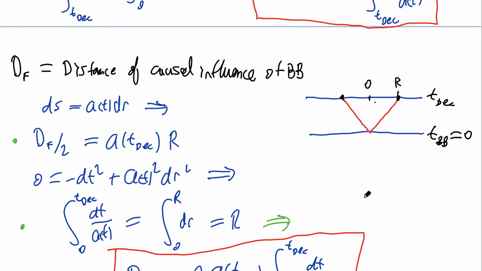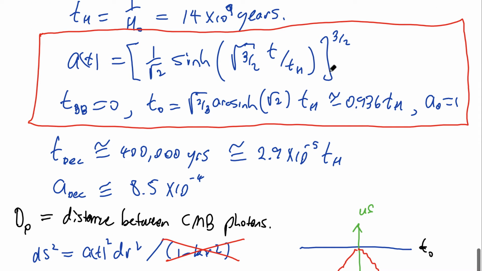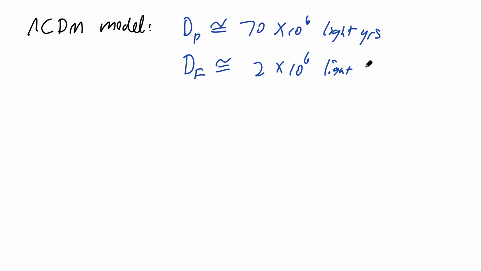Now let's compute this result along with our result for the distance d sub p using this expression for the scale factor. Well, when we do that, we find that the distance d sub p, this is for the lambda CDM model, d sub p is about 70 million light years. D sub f is about 2 million light years. So the point being d sub p is much, much greater than d sub f.